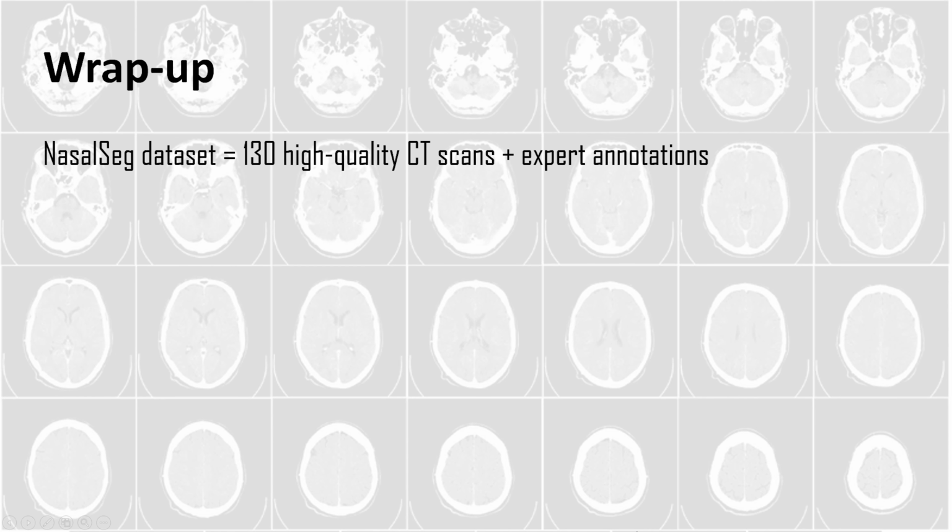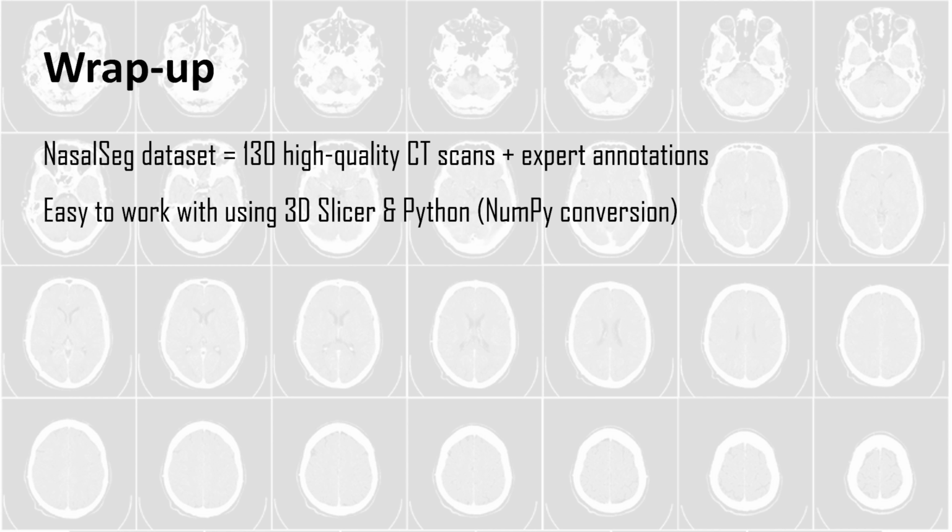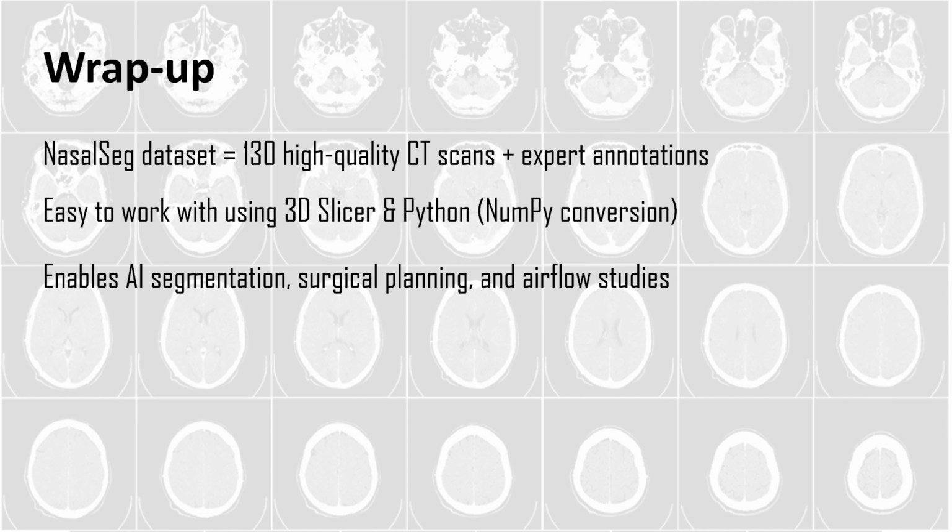Today, we looked at what this dataset is, where to find it, and how to actually use the files inside 3D Slicer. I also showed you how to convert the NRRD files into NumPy arrays if you're working on AI models. Plus, we talked about some practical, real-world clinical uses. In the end, this dataset isn't just a bunch of CT scans, it's a real tool for innovation. Whether you're building AI segmentation models, planning surgeries, or researching nasal airflow and anatomy, having clean, expert-labeled data like this can save you tons of time.